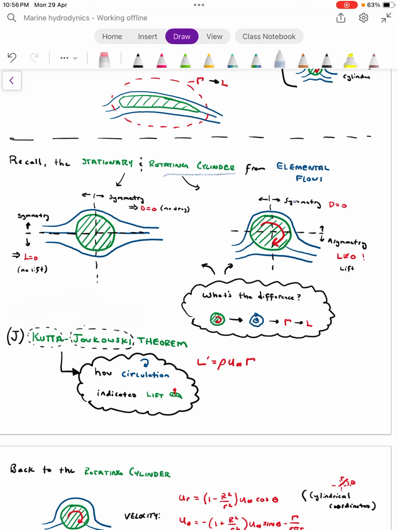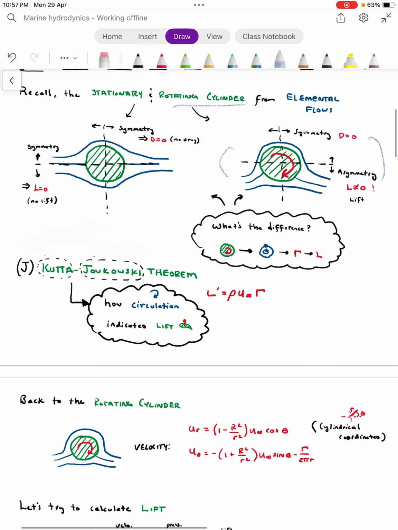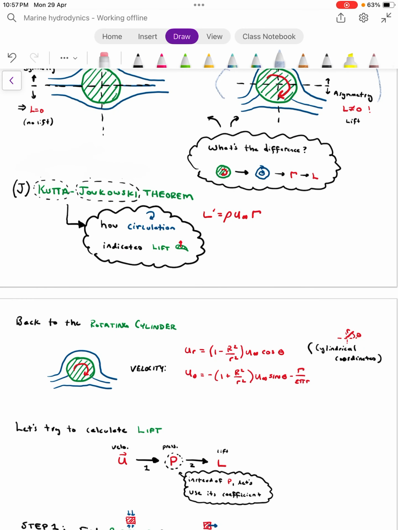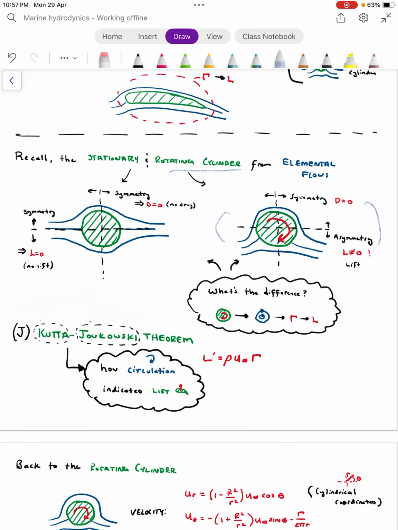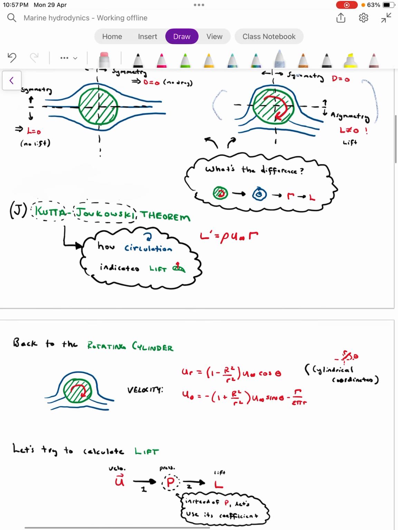But when we talk about the rotating cylinder, although it is symmetrical about the vertical axis, so drag force is zero, it is asymmetric about the horizontal axis, so it will cause a lifting force. That is the main difference between the stationary cylinder and the rotating cylinder.